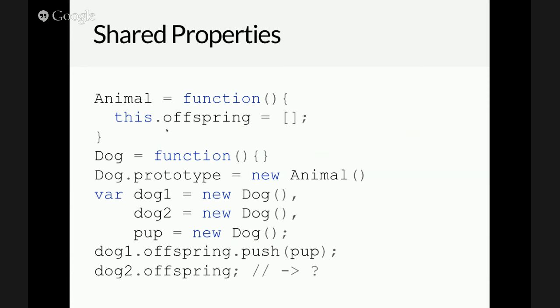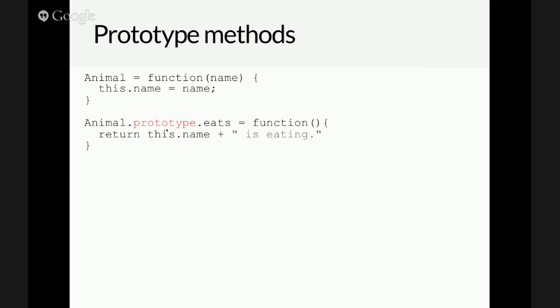That might be a little bit strange just looking at this face value, but we have a handy way to kind of draw this out. So we're going to come back to this. Let's talk about what it means to be on the prototype. We saw that dog.prototype equals new animal. What does any of this mean?